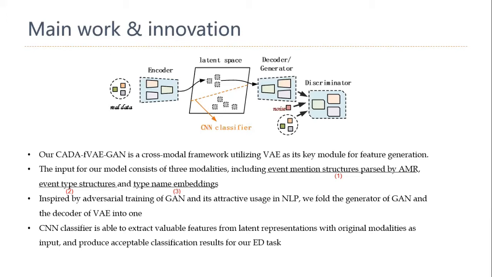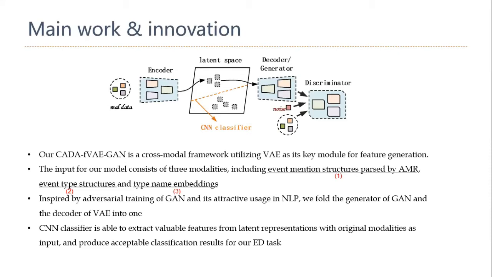Our model is named CADA-FVAE-GAN. It is a cross-modal framework, and it uses VAE as its key model for feature generation. The input of our model consists of three modalities. The first is the event mention structure parsed by AMR, the second is the event type structure, and the last one is the type name embeddings.